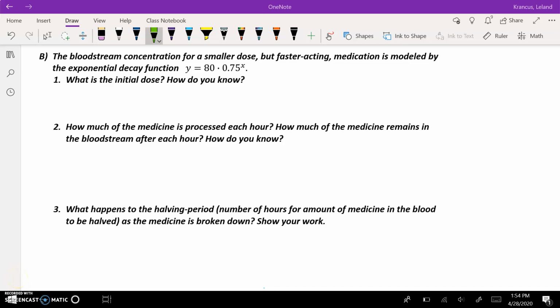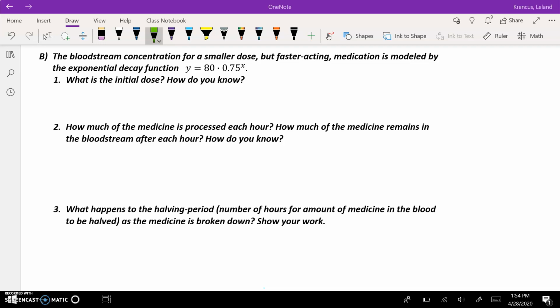For this problem, we're starting out with not the percent that the concentration is changing by and not what the initial dose is. Going to the equation, we're starting with the equation and deriving from that what we know about the medication, its initial dose, and how quickly it breaks down in the body.